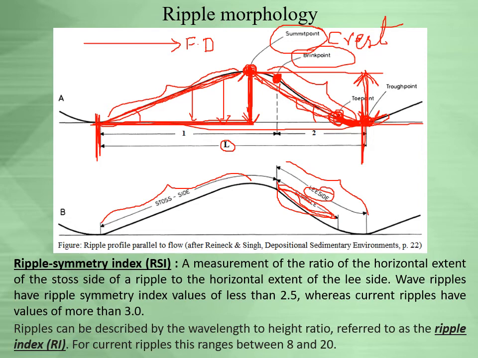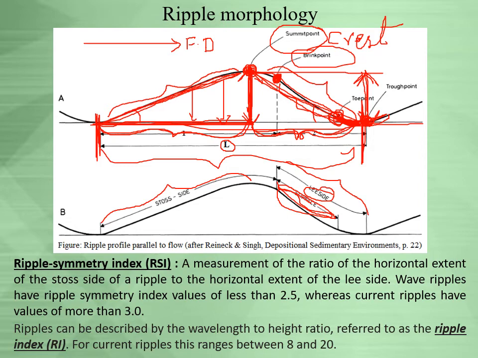This is known as the length of the horizontal projection of the stoss side. Similarly, this portion is known as the length of the horizontal projection of the lee side. That means all the successive lee surface points are projected on the bottom horizontal bounding surface. From that we get the length of the horizontal projection of the lee side. Together, if we add the horizontal projection of the stoss side and the horizontal projection of the lee side, they will give us the ripple length. You can see that I started from this trough point to the crest point, that is the horizontal projection of the stoss side.